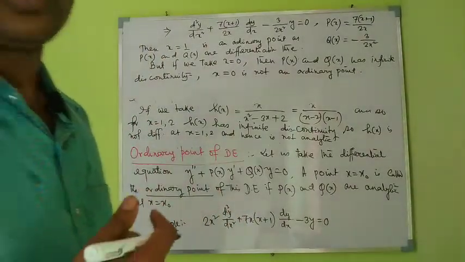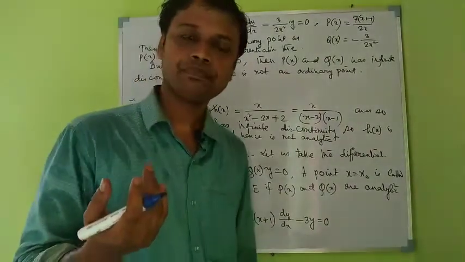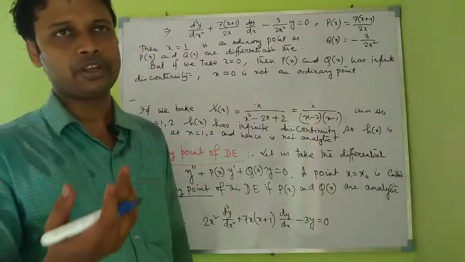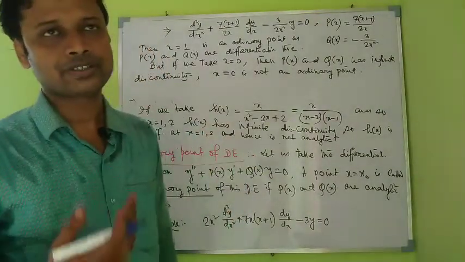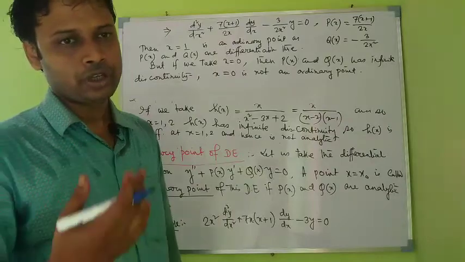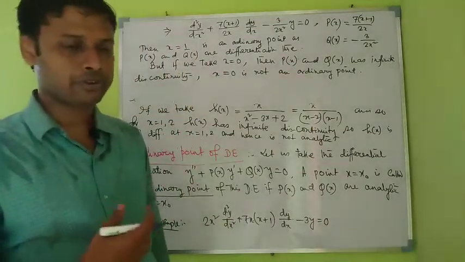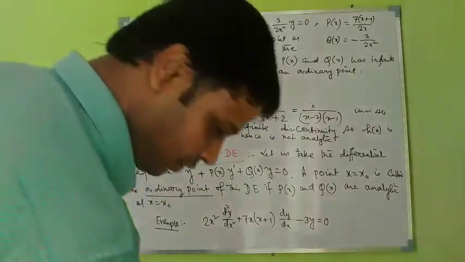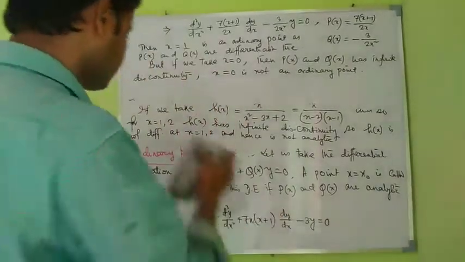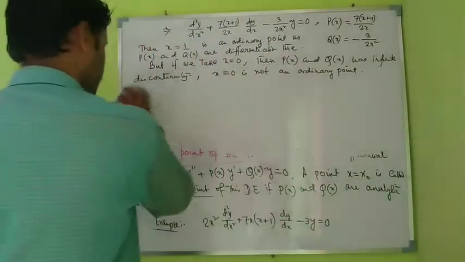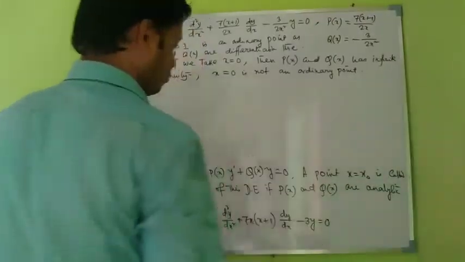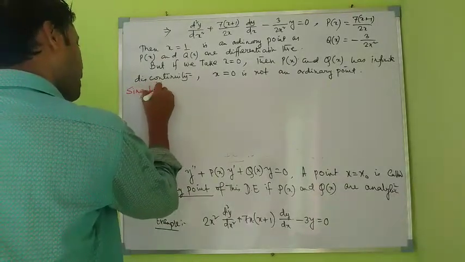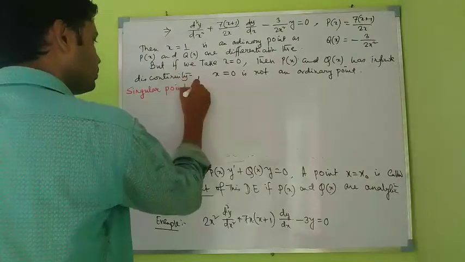So now we give another definition, for a point which is not ordinary. It is called a singular point. So a point which is not ordinary is called a singular point. Let's write: singular point.